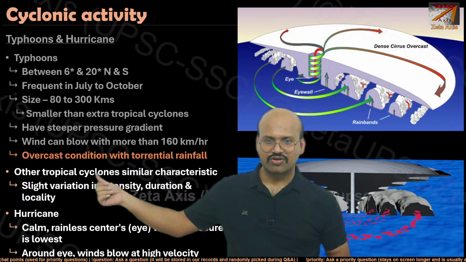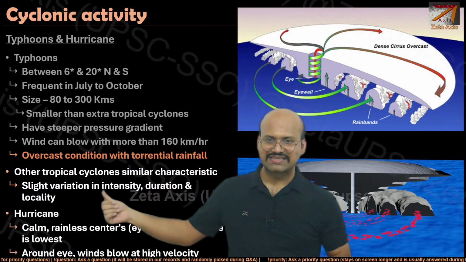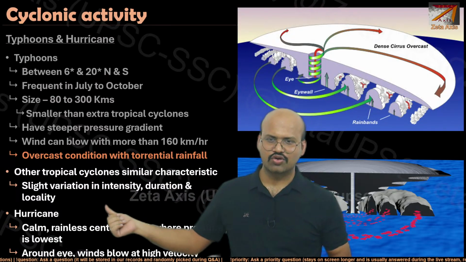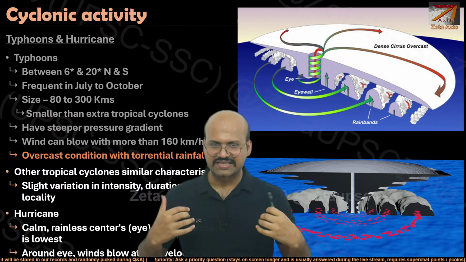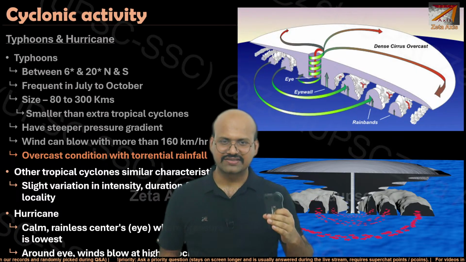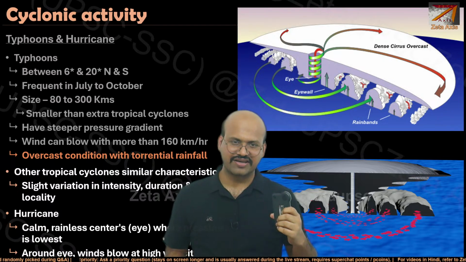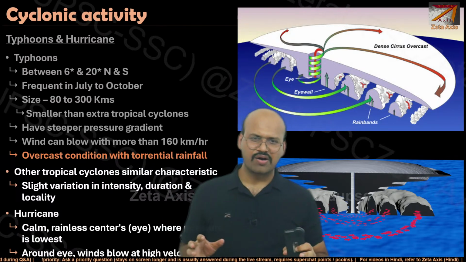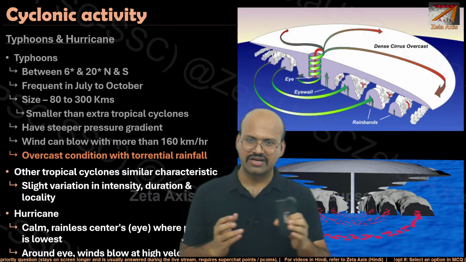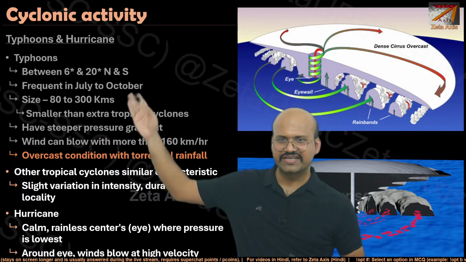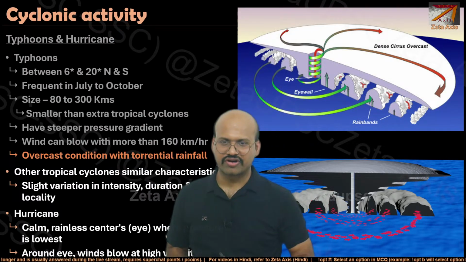Other tropical cyclones have similar characteristics, with slight variation in intensity, duration and locality. We have seen that there are different names given, but they are generally the same thing. Sometimes there is a difference in intensity, but by and large they are all the same. In different regions they are called different things. Hurricane is also very similar to the tropical cyclone or typhoons.